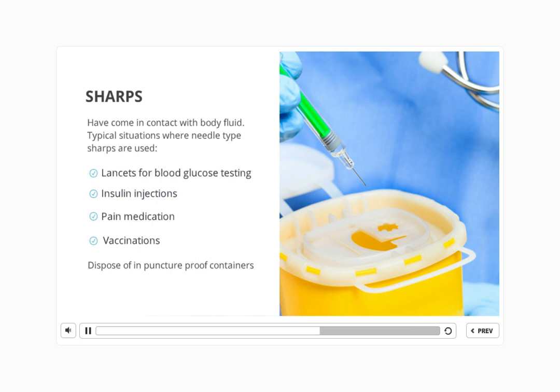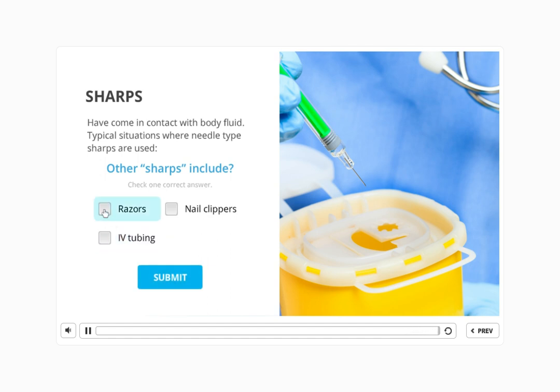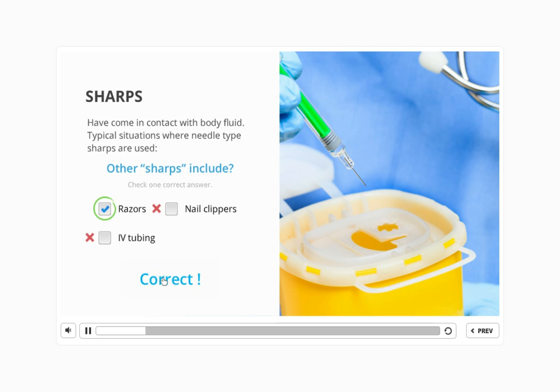All needles and lancets are disposed of in a puncture-proof container. There are other types of sharps that require this kind of disposal. An example is included in the list below. Choose one correct answer. Correct.